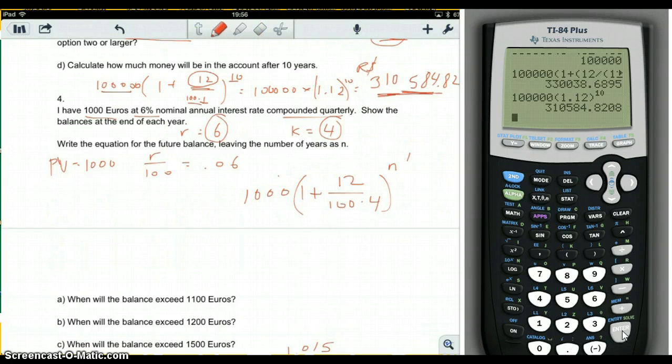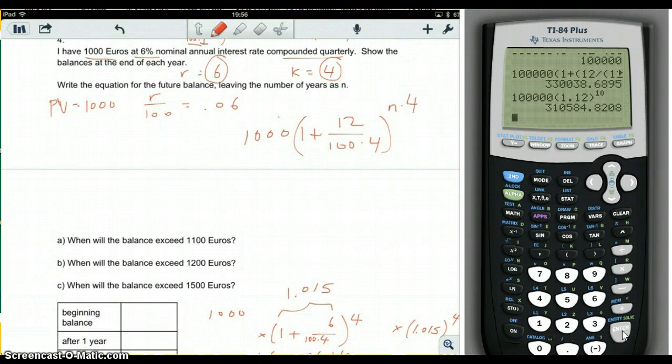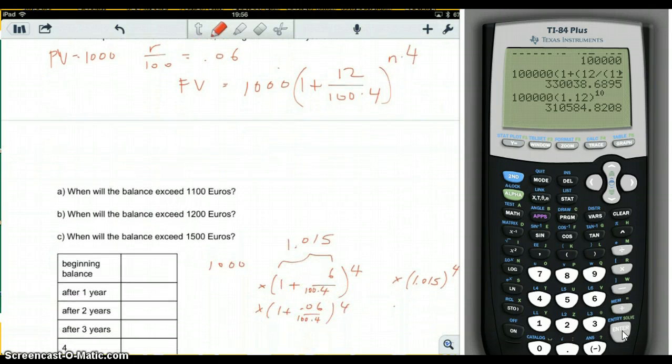K is 4. Okay? So it said, write the equation for the future balance, leaving the number of years as n, and so we've already done that, right? The future value is equal to 1,000 times 1 plus 12 over 100 times 4 to n to the 4th. Okay. And so in this case, we are going to figure out when the balance exceeds 1,100 euros, when will the balance exceed 1,200 euros, and when will the balance exceed 1,500 euros.